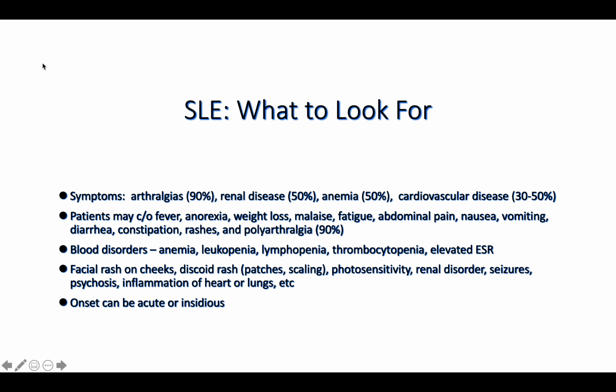Facial rash on the cheeks, it almost looks like a butterfly. It starts on the nose and goes out both cheeks. They're very sensitive to the sun, photosensitive. Renal disorder, again, seizures, psychosis, inflammation of the heart and lungs. So you can see I'm naming horrible things, why we call it systemic throughout the body. That's what systemic means. The onset can be acute or insidious, like just all of a sudden they're hit hard with it, or it can take years sometimes to even diagnose.